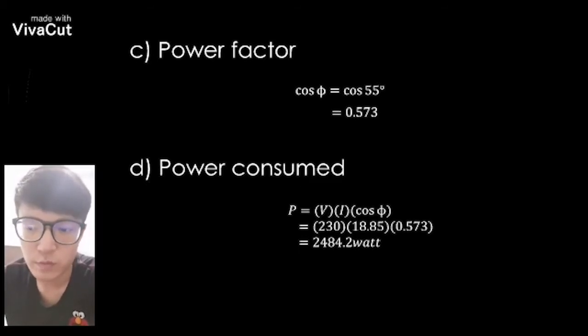For D, the power consumed, we have P equals V I cos phi. Putting in the values, finally we get the answer 2484.482 watt. So that's all from me.